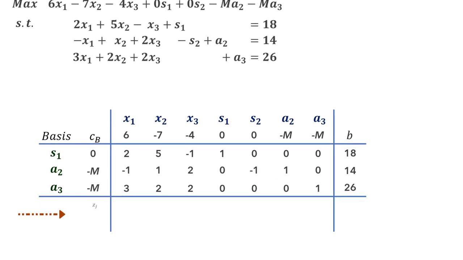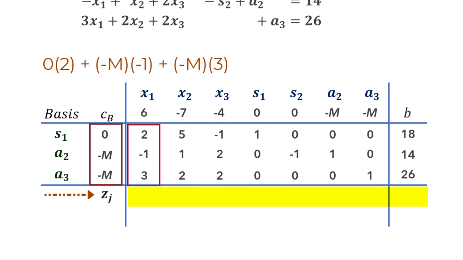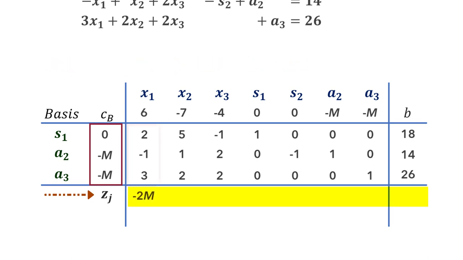The Zj values are calculated by taking the sum products of the CB column and each of the other columns. For the x1 column, we have 0 times 2 plus -M times -1 plus -M times 3, which gives M minus 3M or -2M. For the rest of the columns, because of the 0 here, we can ignore the first row, and because the two coefficients are the same, we can simply add the bottom two coefficients and then multiply the sum by -M. So 1 plus 2 equals 3 times M gives -3M, then -4M, 0, positive M, negative M, and -M.